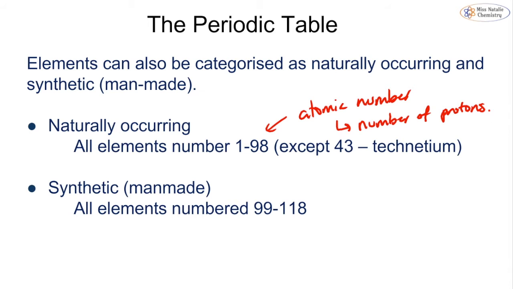From 99 up to 118, these have all been made in the lab. So these are synthetic or man-made elements. And as we said, that one exception being number 43, technetium. So it's important that you know how to classify different elements in the periodic table. And we're going to look a little bit later on at how we tell the difference between a metal and a non-metal. But most of it is common sense, and you will have seen this before.